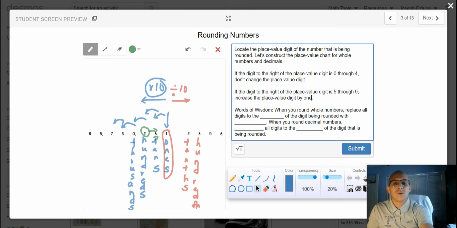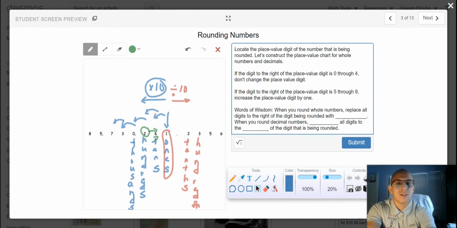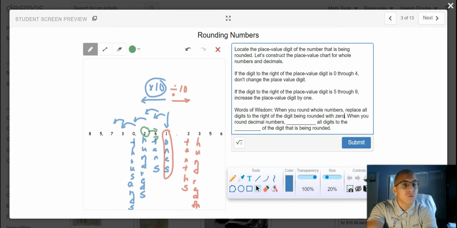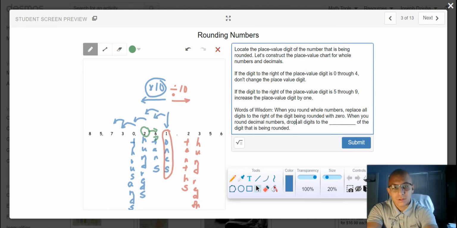Words of wisdom: when you round whole numbers, replace all digits to the right of the digit being rounded with 0. Whole numbers are all those values greater than 0: 1, 2, 3, 4, 5, 6, 7, 8, 9, 10. When we're rounding decimal numbers or fractional values, you would want to drop all digits to the right of the digit that is being rounded.